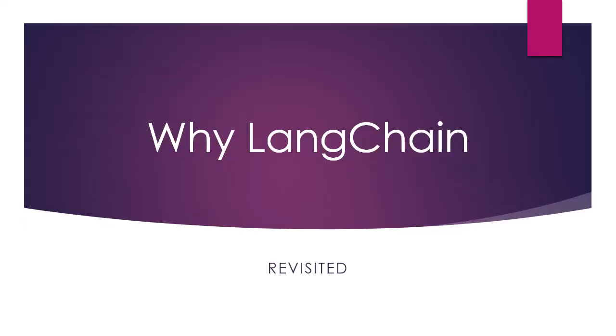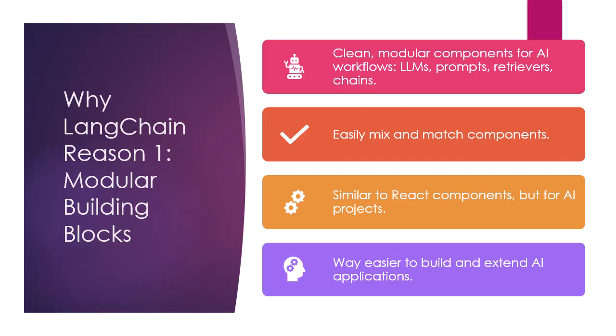Big win. Now that you have seen everything working together, you might be wondering again, why use LangChain at all? Why not just call the OpenAI API directly yourself? So now it's time to revisit that question and break it down. LangChain gives you clean modular pieces like LLMs, prompts, retrievers, chains that you can mix and match as needed. It's like using React components but for AI workflows instead of UI.